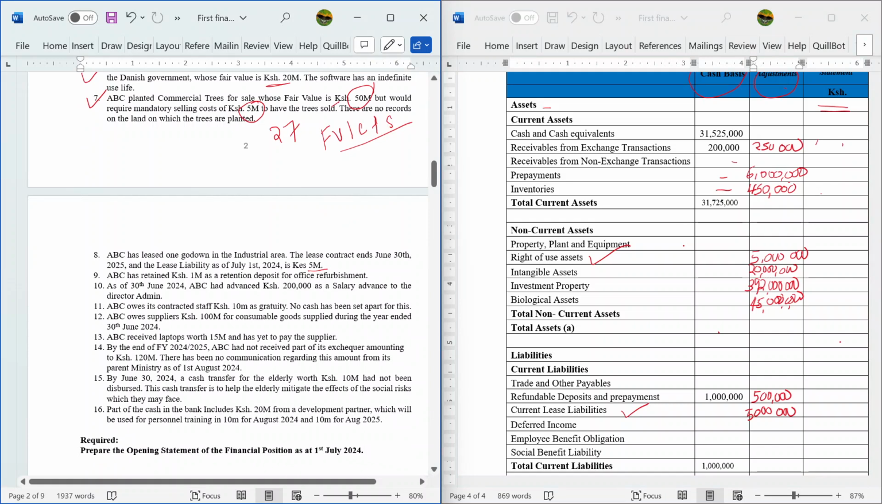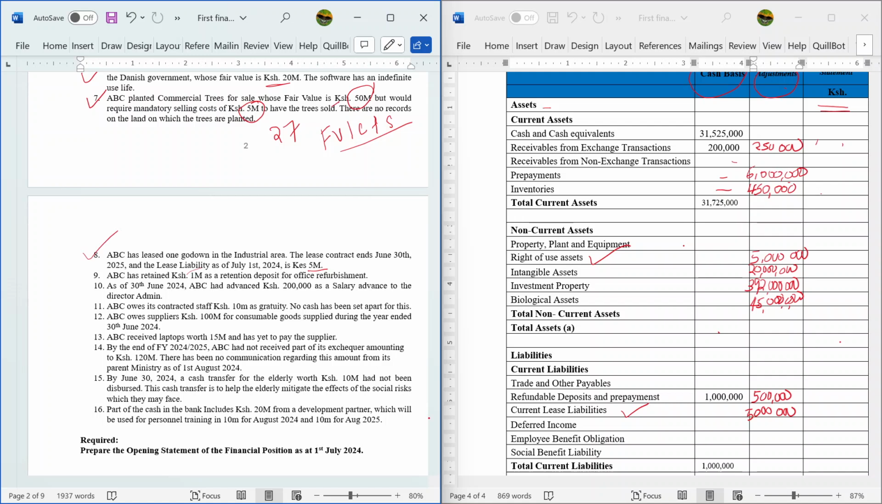The IPSAS that covers leases is IPSAS 43. In the old days, we used to use IPSAS 13. So we are done with 8. Let us go to 9.